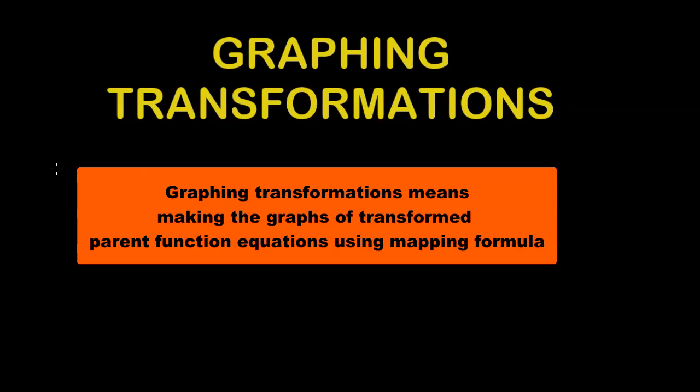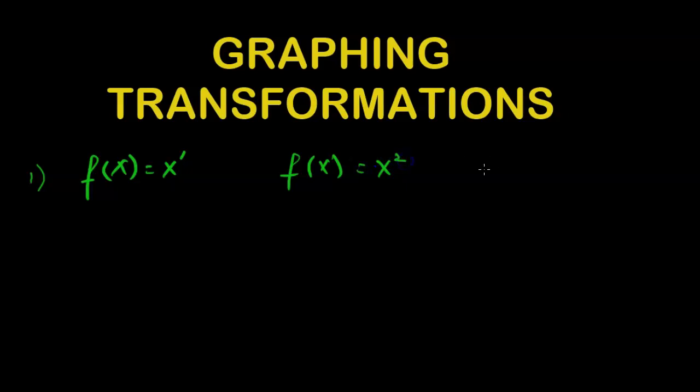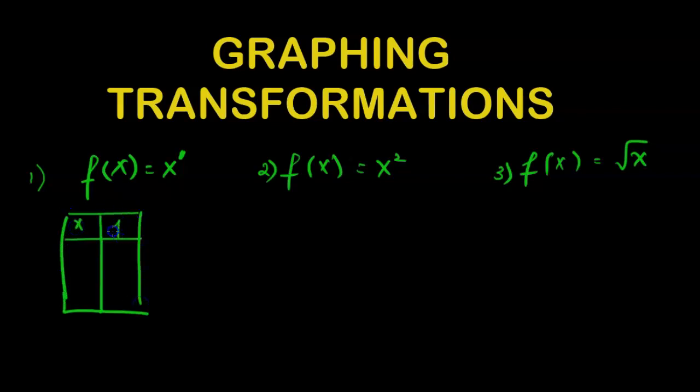So the basic parent functions that we will be working on are f(x) = x, that is the linear function, x to the power 1. Another one is f(x) = x², that's a quadratic function. Third is f(x) = √x, that's a square root function. Now for making a graph of these functions, we just turn them into a table of values. If this is x, this is f(x).